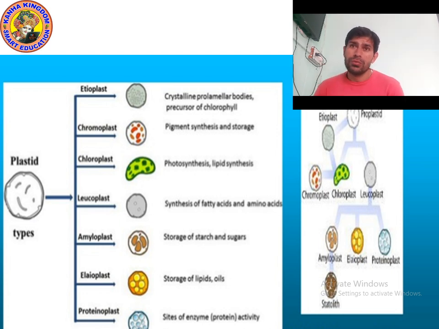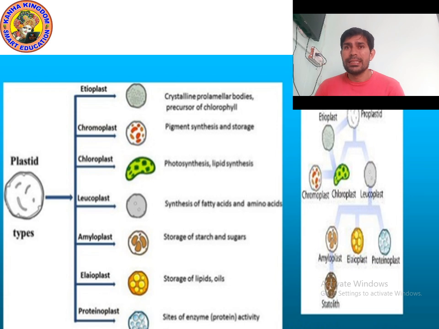So the first picture is etioplast. It has a different function. The spelling of etioplast is E-T-I-O-P-L-A-S-T. And these actually act as a precursor of chlorophyll.